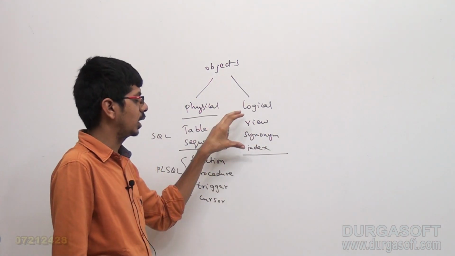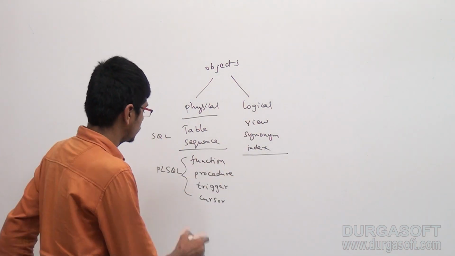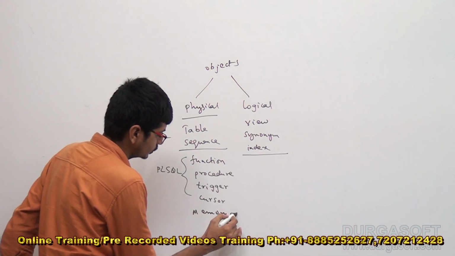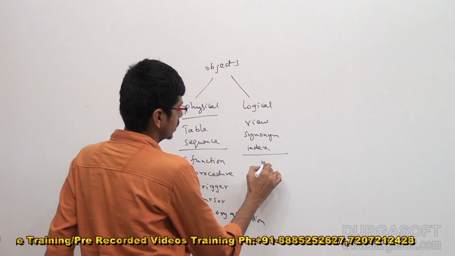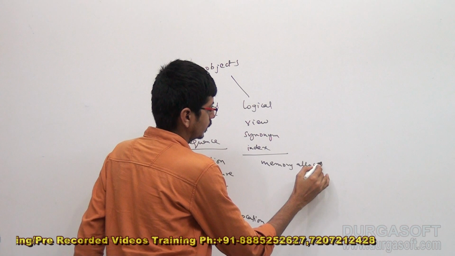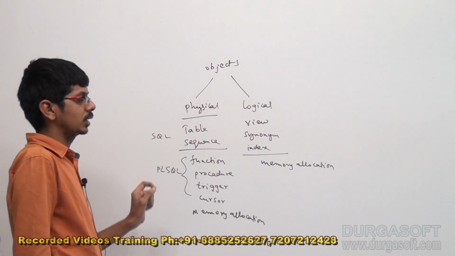Okay, so if you create this object, you are not going to allocate any memory. Here memory allocation is done. Memory allocation is done here. Here memory allocation is not done. Okay, so these are all types of objects we will be learning in SQL.